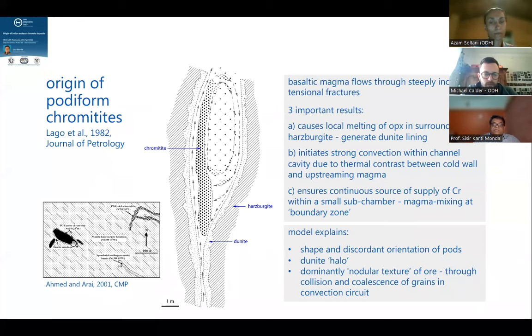This is a dunite rim. This is a characteristic feature in many ophiolites. So they have a dunite halo, and these are sitting within the mantle harzburgite.